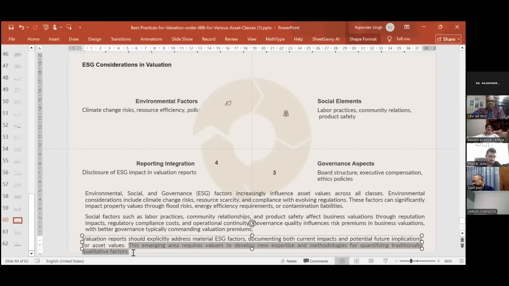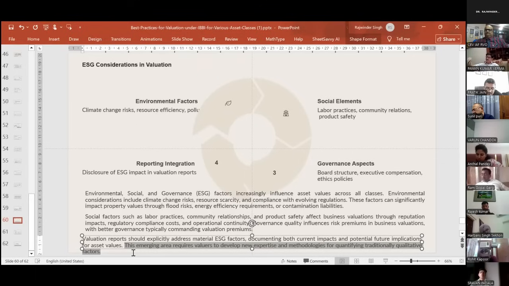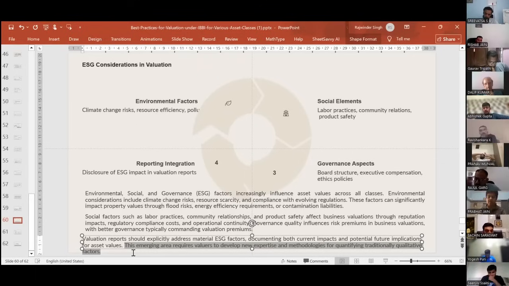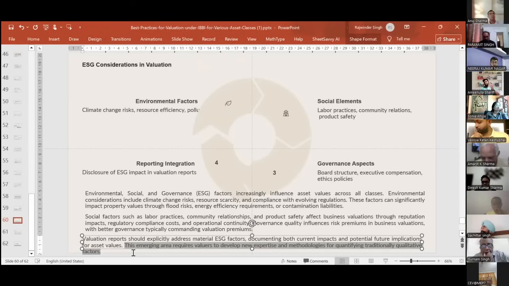So this is an important thing. This is a newer thing which is being incorporated worldwide in the valuation reports. So now it affects all the asset classes. So as valuers, especially the SFA valuers, they can become ESG valuers by having certain certifications.